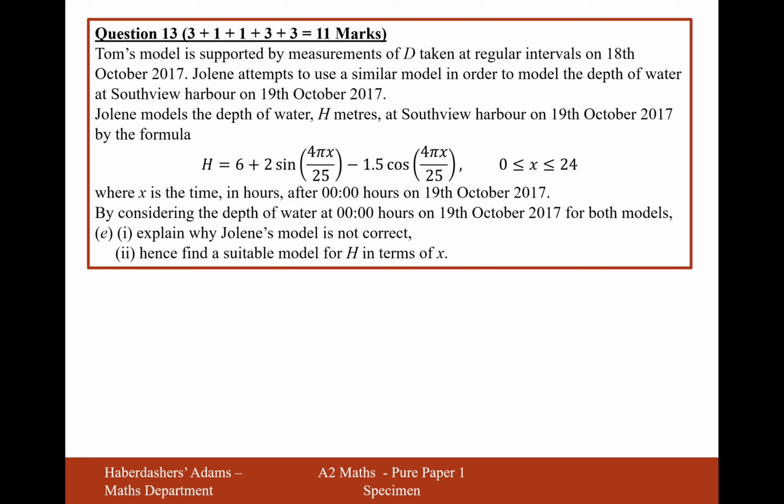The last part of this question is part E. By considering the depth of water at 00 hours on the 19th of October, so it's ever so slightly different. We've now got x's here. Jolene attempts to use a similar model in order to find the depth of water at South Bank on the 19th of October 2017. Jolene uses the model given by the formula here. Pretty sure that's exactly the same as it was before. By considering the depth of the water at 00 hours for both models, explain why Jolene's model is not correct. Well, it looks exactly the same as it did before.